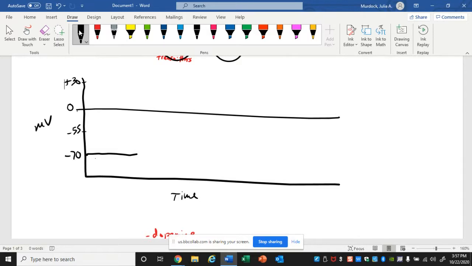At negative 70? It's resting. And resting potential is a misnomer, because resting potential takes a tremendous amount of energy to maintain, right? So if you're actually looking at the cell membrane, there are sodium potassium pumps which are pumping in more sodium than they are pumping out potassium. And that takes ATP to do that.